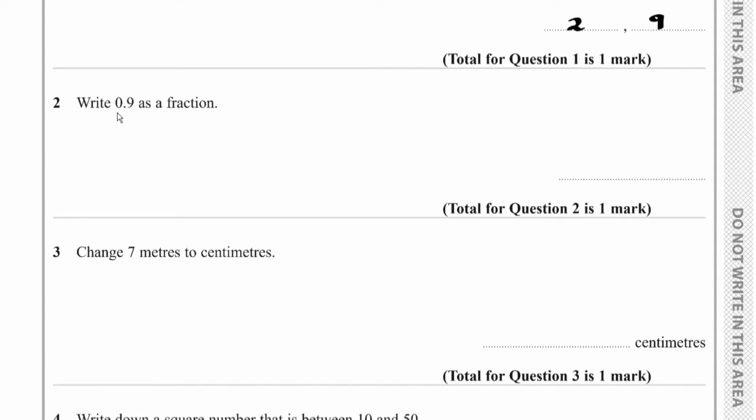Question number 2. Write 0.9 as a fraction. Well, we have one digit after the decimal place, which means our fraction will be out of 10. We have 0.9, which is the same as 9/10.